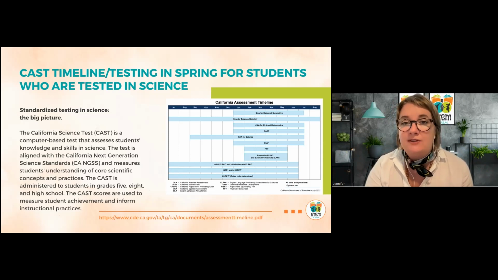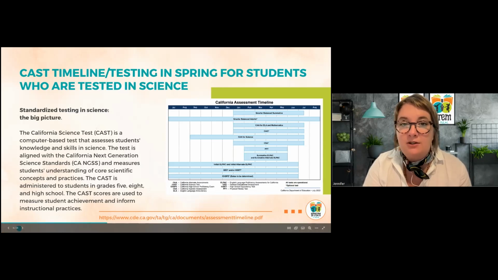And so you'll see that the California Science Test, the CAST, actually opens up in January. And they have the opportunity to take that test through June or July, depending on their academic school year. But students with disabilities also have an opportunity to take what's called the California Alternate Assessment. And if you look at that window, that actually opens up in September.